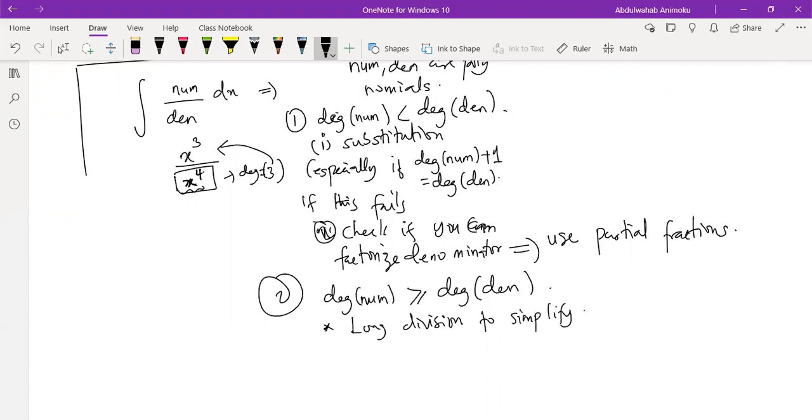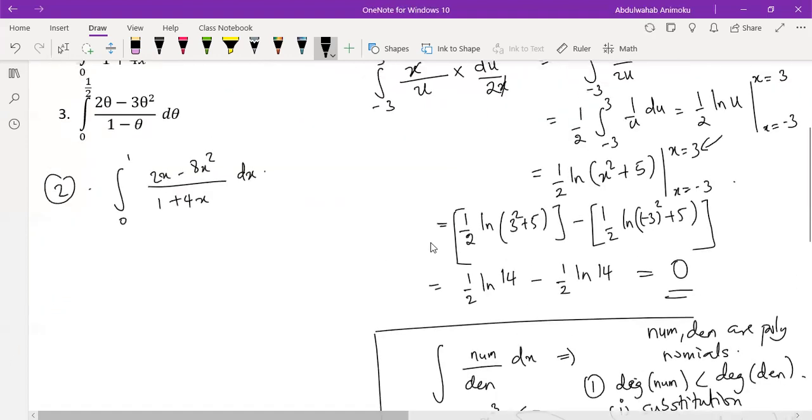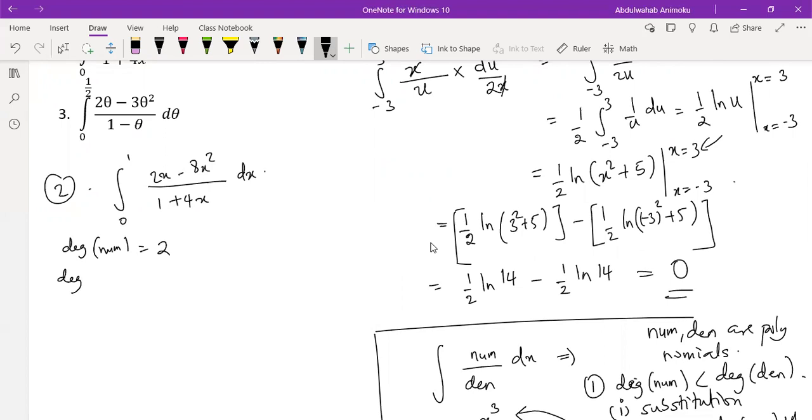Okay, so let's see how we can apply that here. So the second rule: now when we check this, the degree of the numerator is 2 and the degree of the denominator is 1. Because the degree of the numerator is bigger than the degree of the denominator, we do long division first to simplify. So the first step here is you do the long division. Make sure you rearrange this from the highest degree to the lowest degree. We do the same thing here.